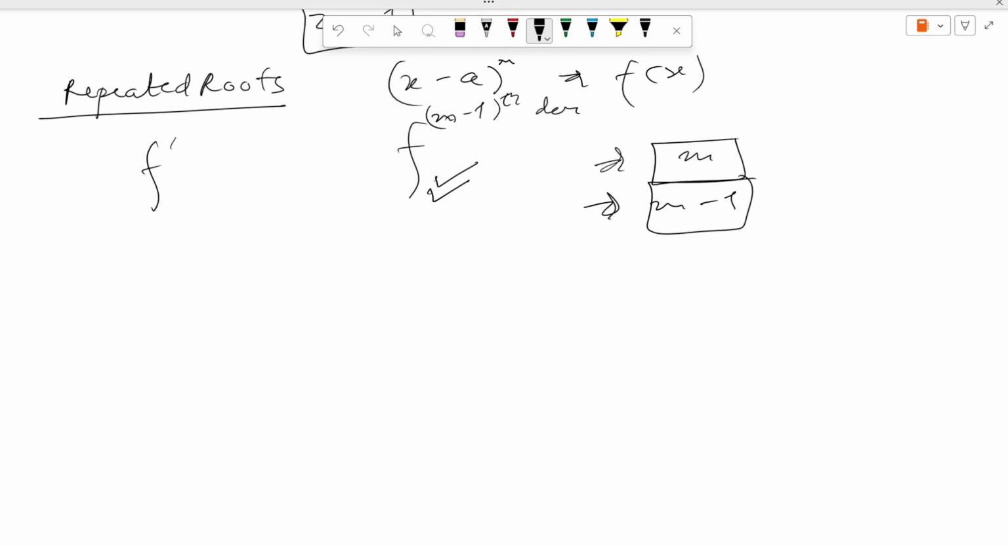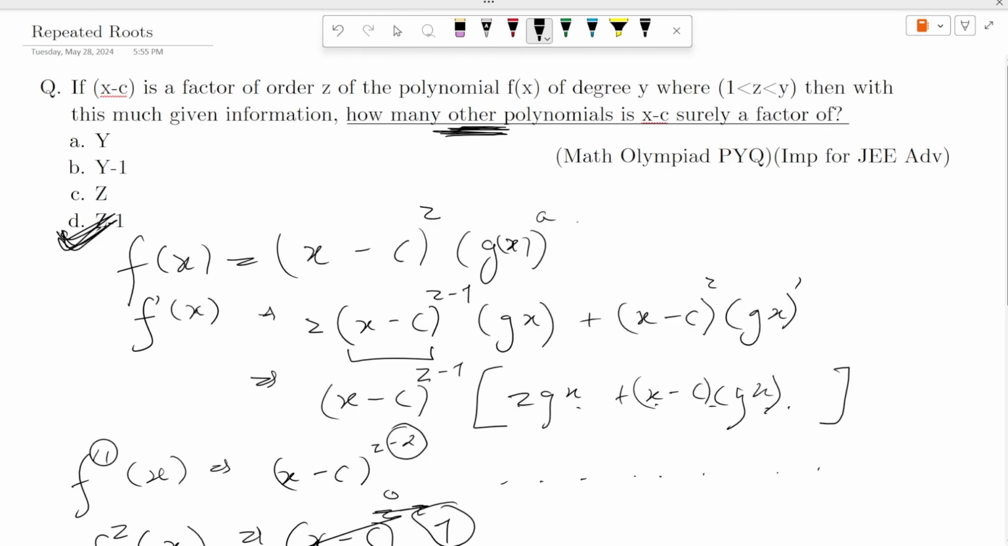This is all that is taught in repeated roots, and we just studied this concept, which is very vital for JEE Advanced or Olympiads, via this beautiful example.